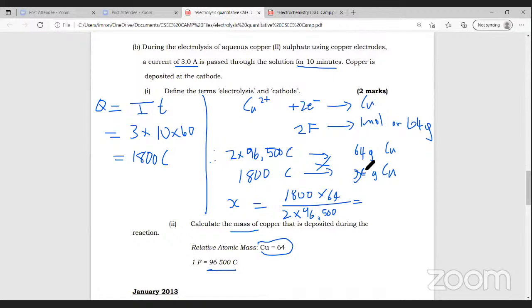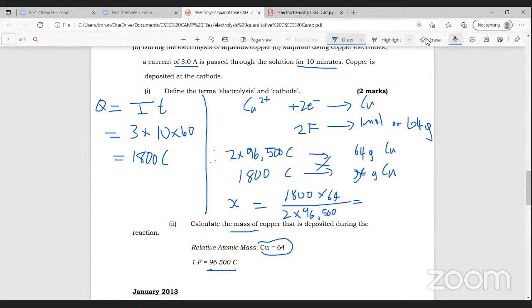Once I get that 64 grams, I convert the Faradays to coulombs because you have to use the same charge units. I could have converted the coulombs to Faradays and then worked in Faradays. It doesn't matter which one you do, as long as you do it accurately, you should be fine. So 2 times 96,500 coulombs gives me 64 grams of copper. And then I allowed 1,800 coulombs to flow, so I can work out what mass of copper would be formed from that.